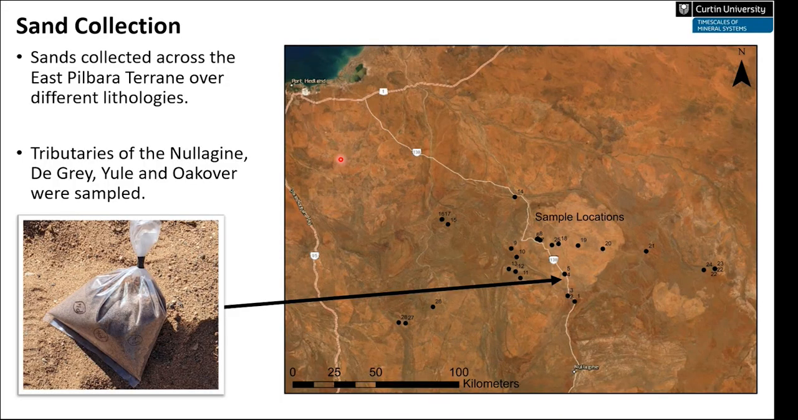So sands were collected across the East Pilbara terrain over different lithologies. Tributaries of the Nullagine, the Grey, Ewell, and Okover River were sampled. And you may be wondering why sand samples? What can they tell us? Well, they can be a broad and efficient snapshot of the geology in the area.